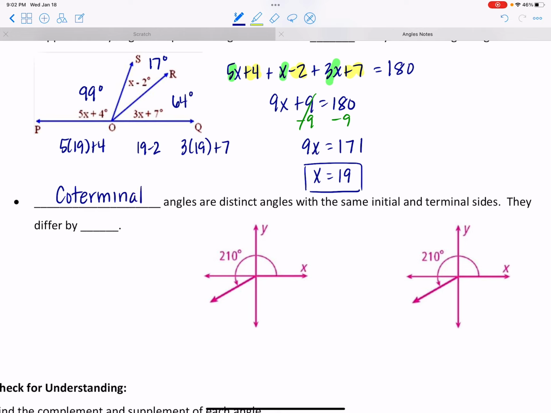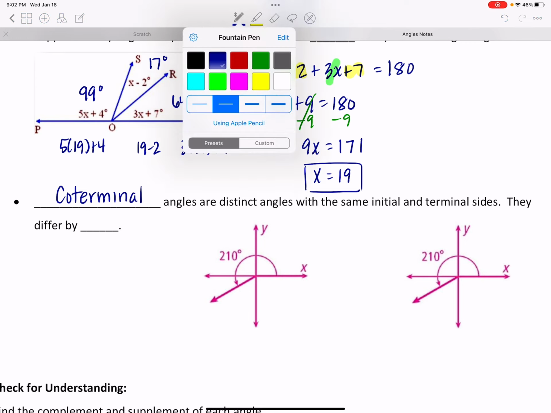So coterminal angles are distinct angles. They have different measurements, but they have the same initial and terminal sides. Well, all of them in standard position have the same initial side, but the terminal side is the same as well. That means they're landing in the same spot. So let me show you, and then I'll fill in that last blank.